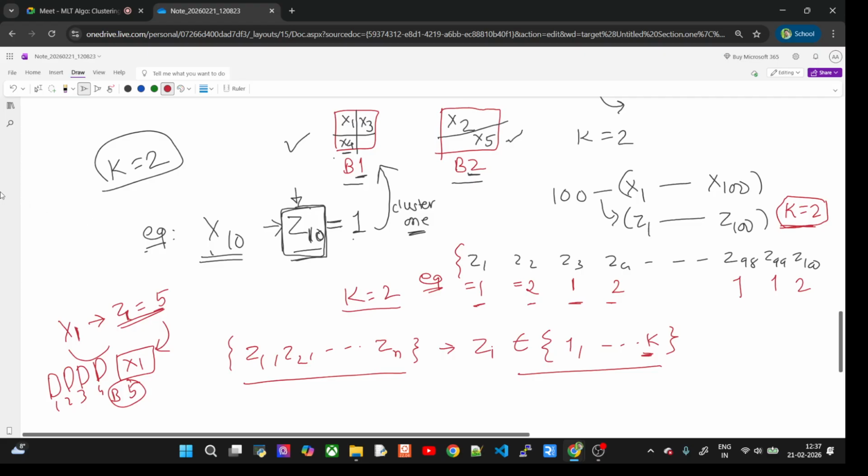Because when we solve problems, these points z1, z2 will come, and you need to understand what they represent. Do you got this, Murli sir?